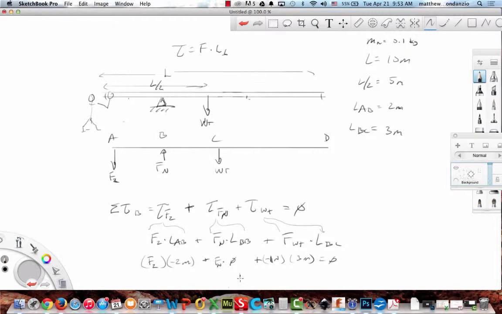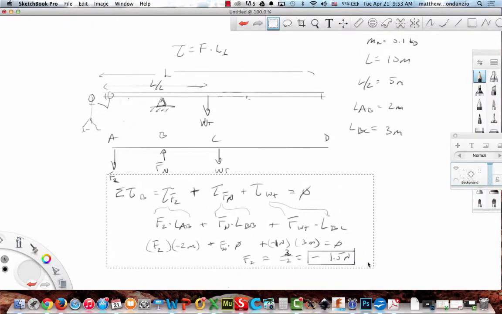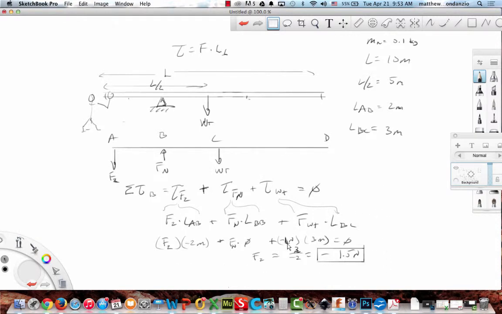Now I can figure out my F2, right? So F2 is going to be negative 3, but move that over. So it's going to be 3 divided by negative 2. So it's negative 1.5 newtons. It's all going to equal 0. So I took negative 1 times 3, right? And I move that over here, so it's positive 3. Divide, that goes to 0. Divide by negative 2. So it's negative 1.5 newtons.